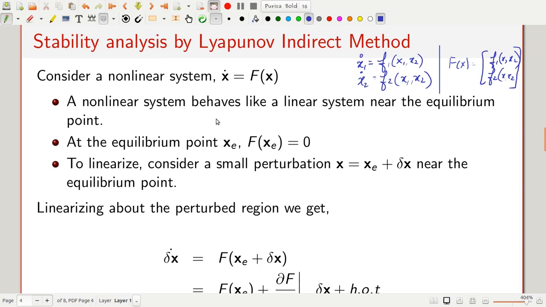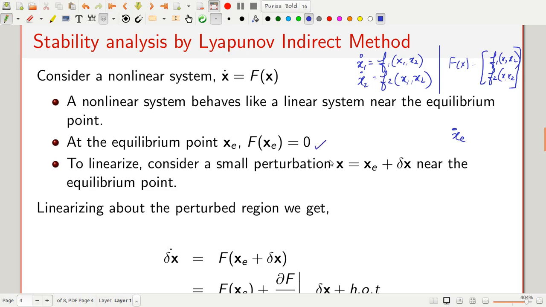Now the idea is, suppose we have an equilibrium point. The system behaves like a linear system very near the equilibrium point. That is why we consider the system stability near the equilibrium point. How do we find the equilibrium point? We set the RHS of this equation to 0 and solve. So at the equilibrium point, f of x is equal to 0.